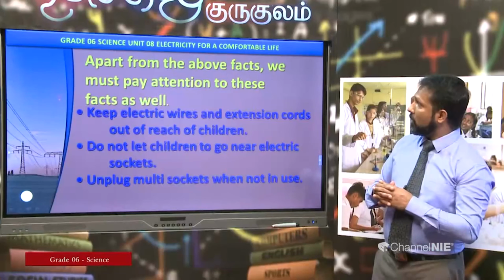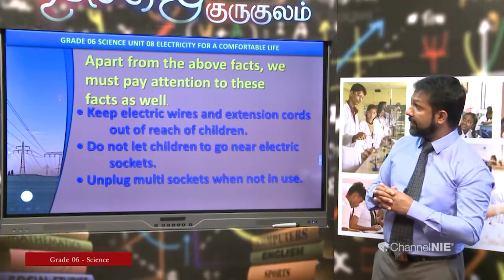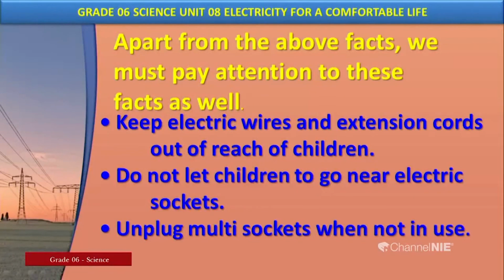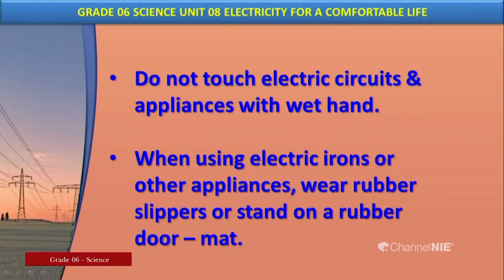Apart from the above facts, we must pay attention to these facts as well. Keep electric wires and extension cords away from children. Do not let children go near electric sockets. Unplug multi-sockets when not in use. Do not touch electric circuits and appliances with wet hands. When using electric irons or other appliances, wear rubber slippers or stand on a rubber doormat.